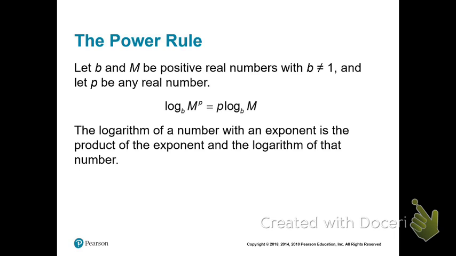All right, then we have this power rule. And so the power rule just basically states that if we have log base b of m to the p, that's equal to p times log base b of m. So we can take this exponent, this power, and we can move it to the front of its log, and it'll become multiplied. Or if I have a number in front of the log, I can move it back as an exponent. Either way.